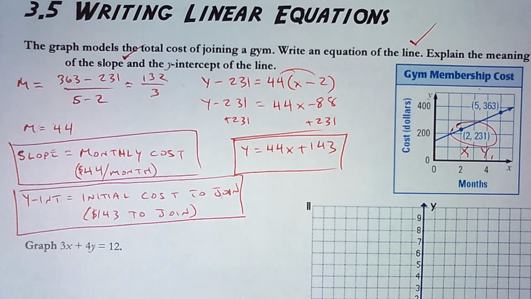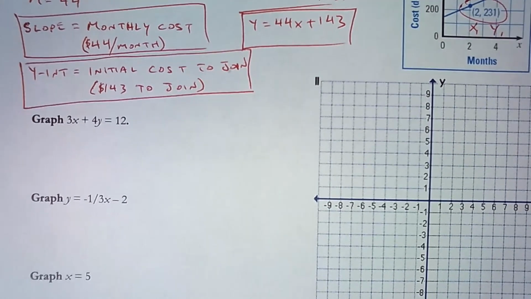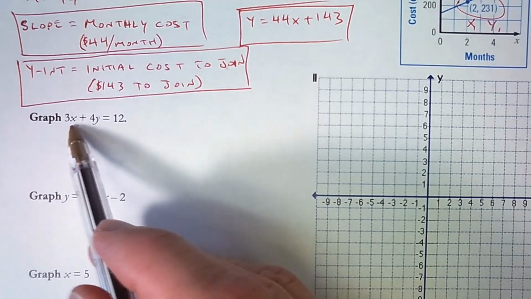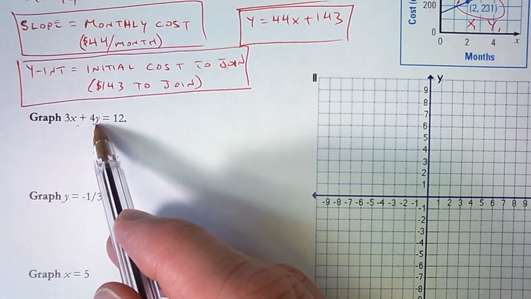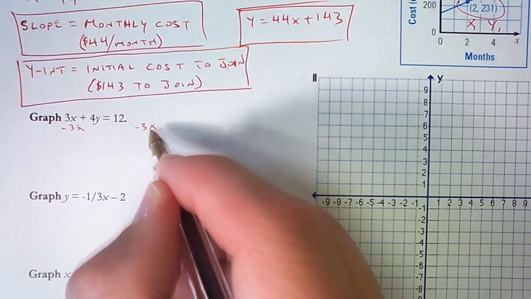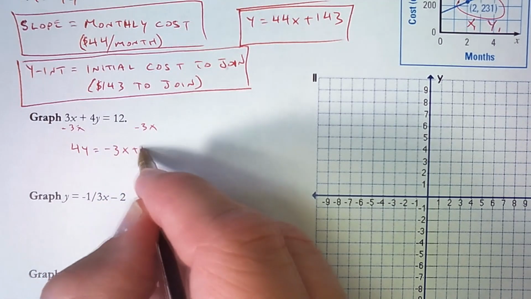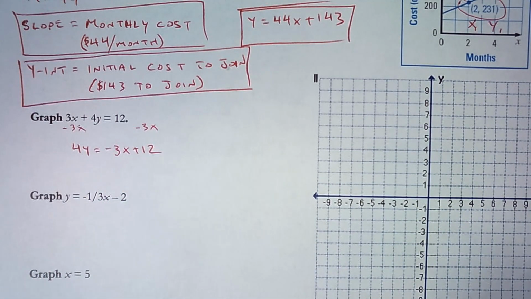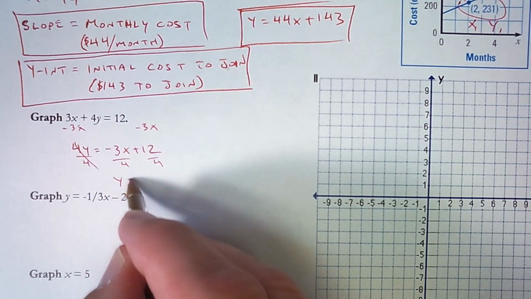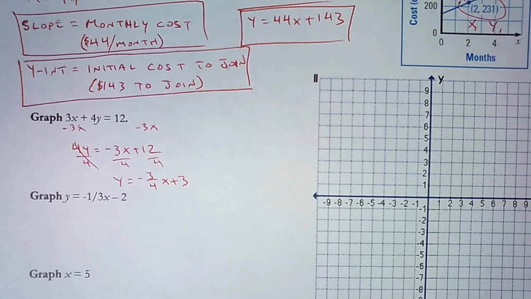All right, next up we are going to graph some lines. Okay, so there's a couple different ways that we could graph this first one. So for this equation, I could solve for y and get it into slope-intercept form, so let's do that. So I'm going to do minus 3x on both sides, so I get 4y equals negative 3x plus 12. And then I'm going to divide every term by 4 and get y equals negative 3/4 x plus 3.